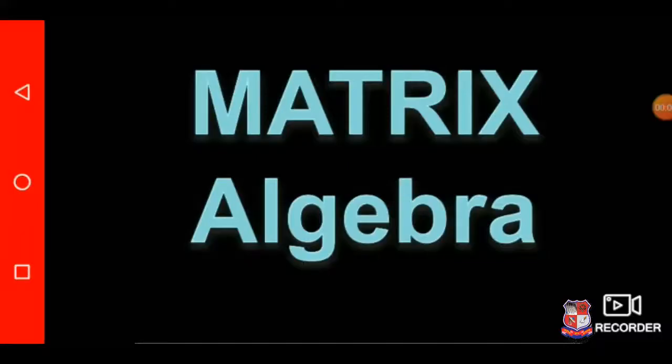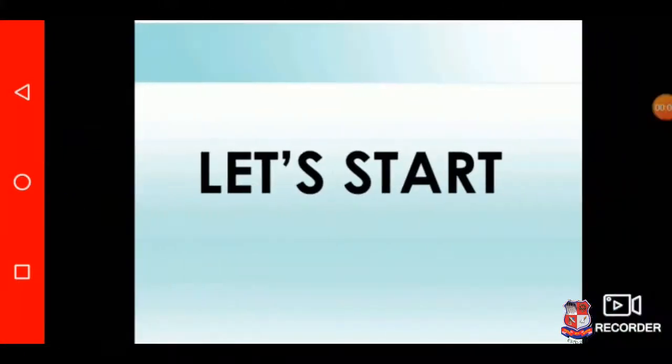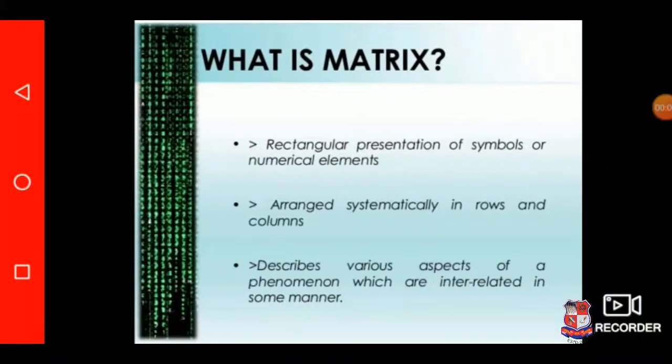Hello students, today we will see about the matrix algebra. So let's start. So first question is, what is matrix? Matrix is a rectangular representation of symbols or numerical elements. They are arranged systematically in rows and columns, and they describe various aspects of a phenomena which are interrelated in the same manner.